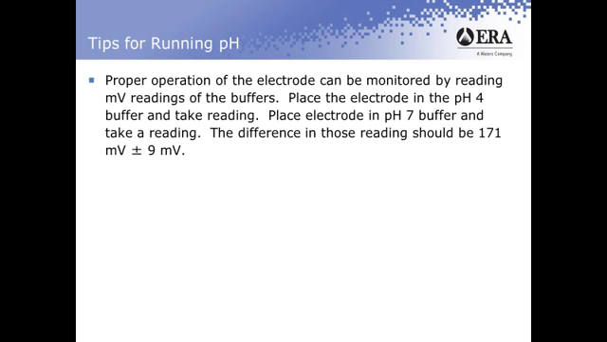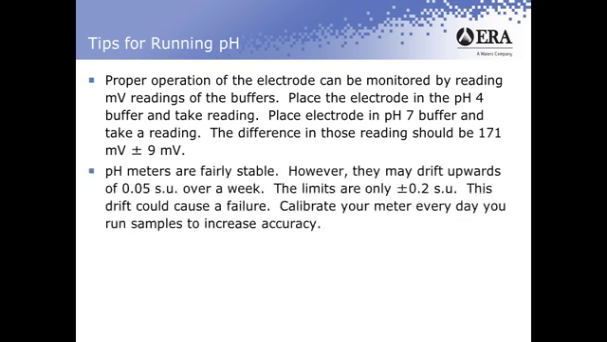Take the millivolt reading of that pH 4 buffer solution. Then take your electrode and put it in a pH 7 buffer solution and take a reading. If your electrode is operating properly, the difference in those two readings should be about 171 millivolts, plus or minus about 9 millivolts. For those of you that look at slopes, that would be 57, plus or minus 3 in your slope. So if your electrode is operating properly, that's the difference you would see in your millivolt readings.